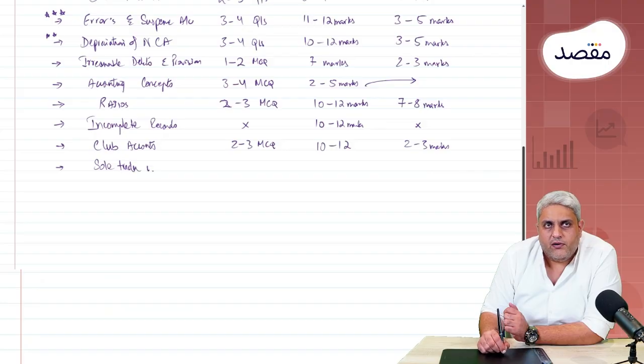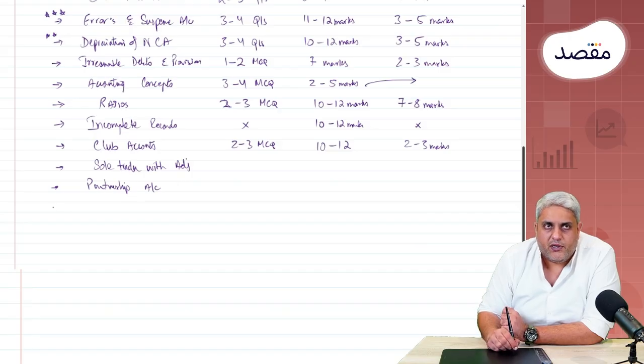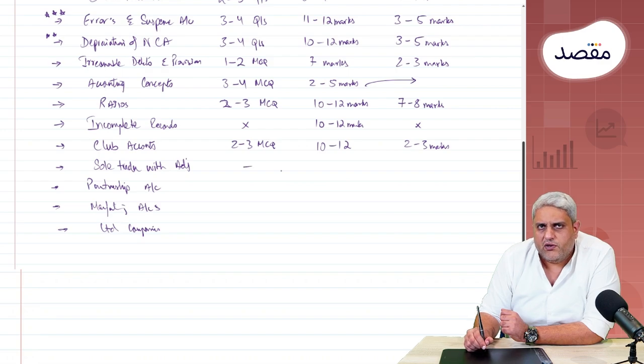इसके बाद आपका आ गया जी sole trader with adjustments. Now we are looking at financial statements. The next is partnership accounts with adjustments maybe. Then it is manufacturing accounts. Then limited companies. So, sole trader MCQs में not exactly, 8 to 12 marks, no theory.